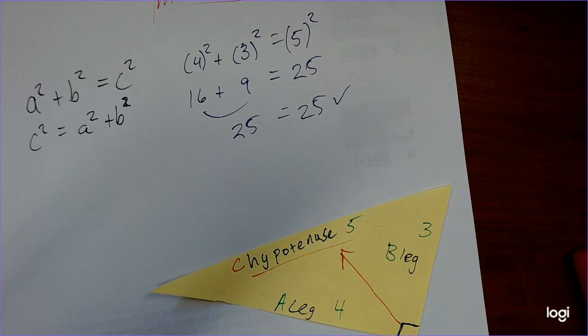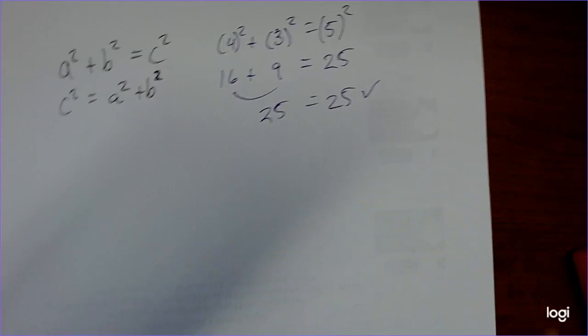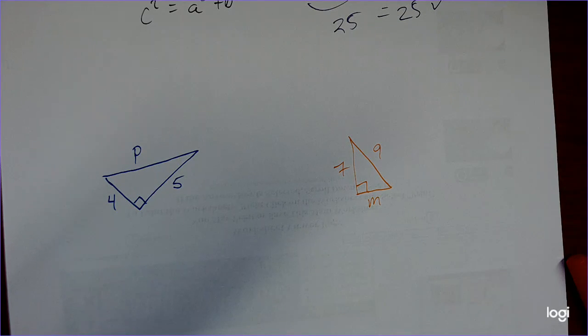So let's do an example. We'll do 2 example problems, actually. I'm going to draw them down here. All right, so now we've got 2 practice problems here. I've drawn 2 right triangles with some missing pieces.